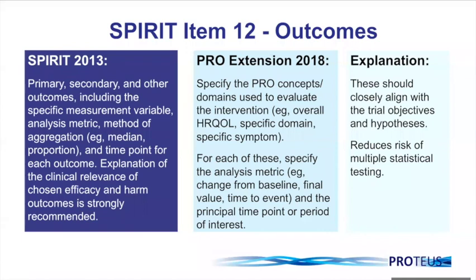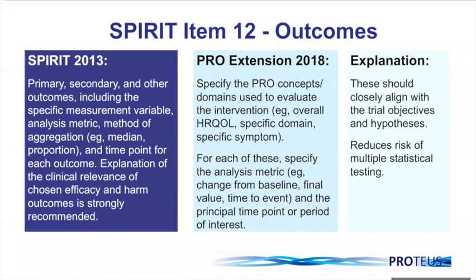Here we have a Spirit extension, which states that you should specify the PRO concepts and domains used to evaluate the intervention. For example, are you interested in the overall quality of life score, a specific domain, or a specific symptom? And for each of these, you should clearly specify the analysis metric. So examples would be change from baseline, a final value, time to event, and crucially, the principal time point or period of interest. These outcomes should clearly align with the trial's objectives and hypotheses.